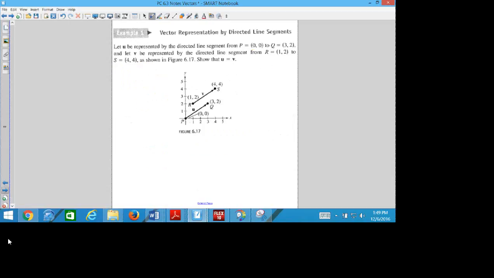Okay, so here's an example where we have two vectors. In this problem it says, show that these two vectors are equal. So vectors are direction and magnitude, which is length. We need to show that the direction is the same and that the length is the same. Can you see they're both pointing the same direction?